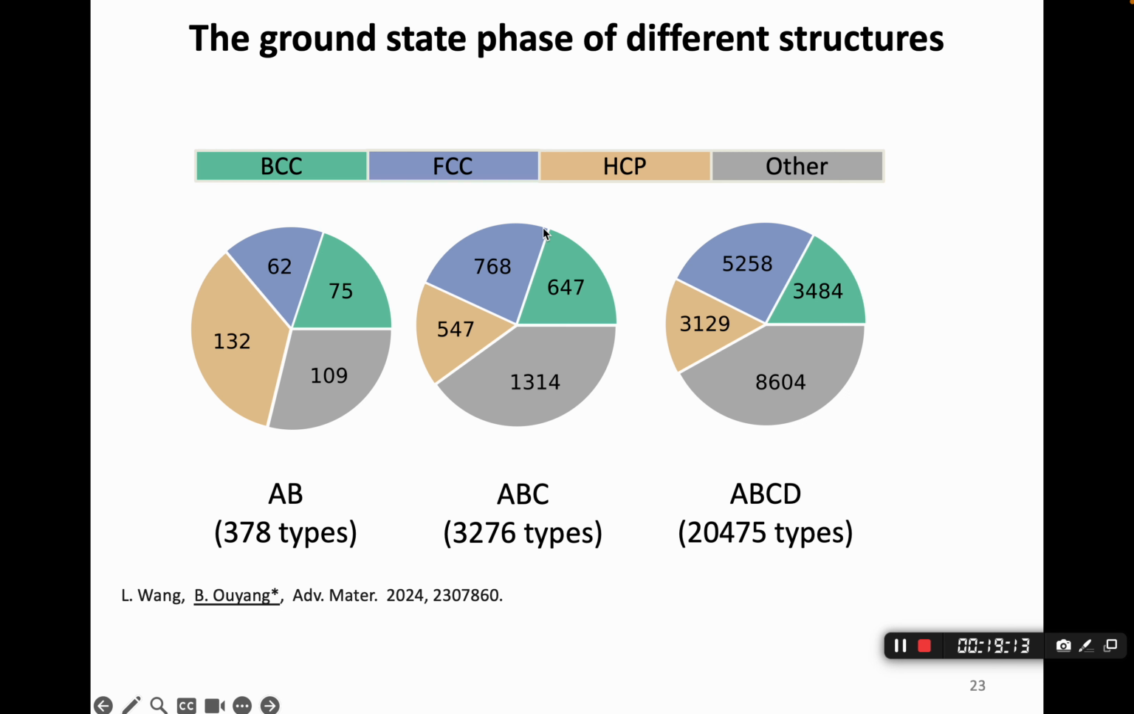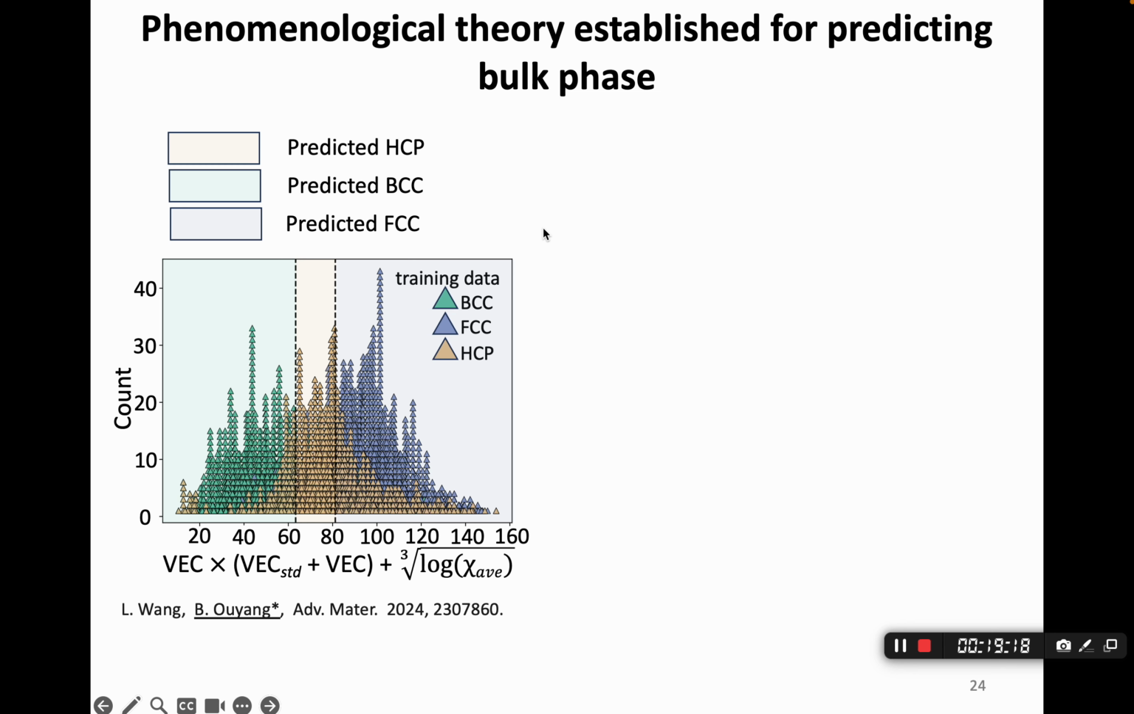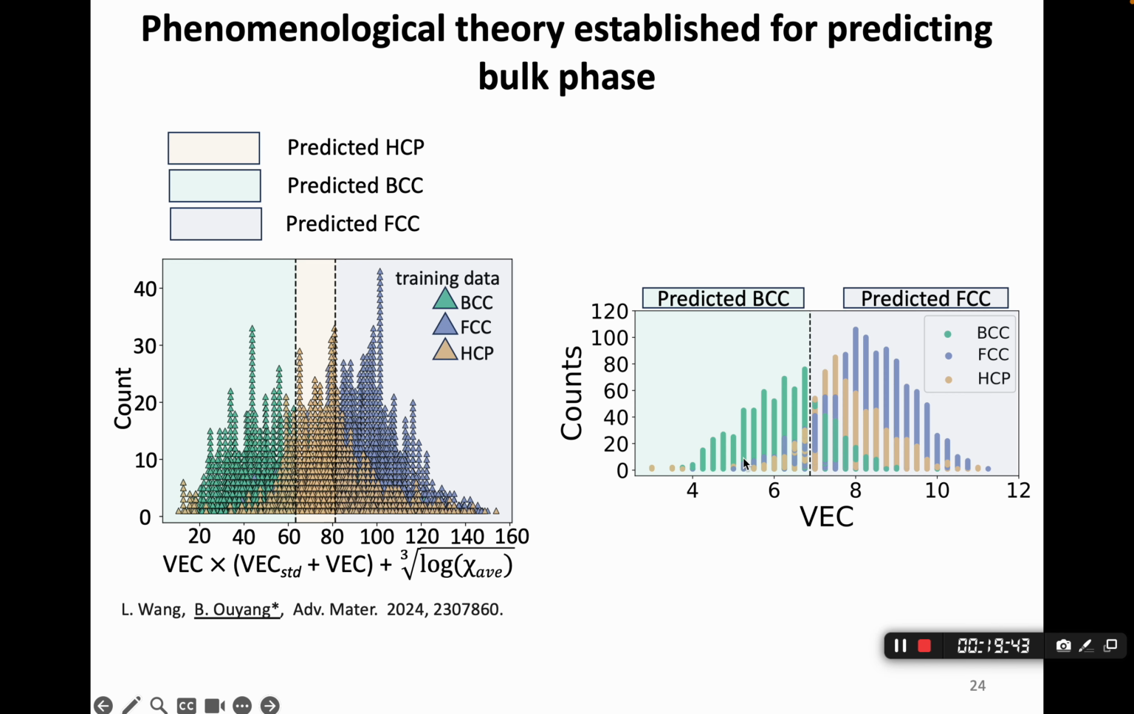This work was recently published in Advanced Materials, and in this work we developed a machine learning based phenomenological theory that helps us not only look at the statistics and get some trends, we also want to be able to predict directly which phase you're going to form when you mix different metals with different phases. So we came up with a descriptor called tau, and compared that with the most widely used descriptor, which is valence electron concentration.